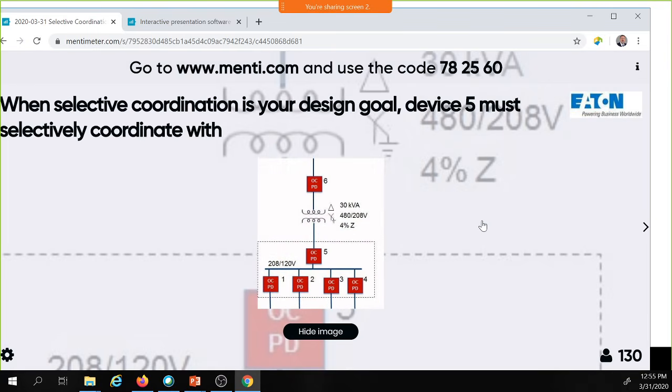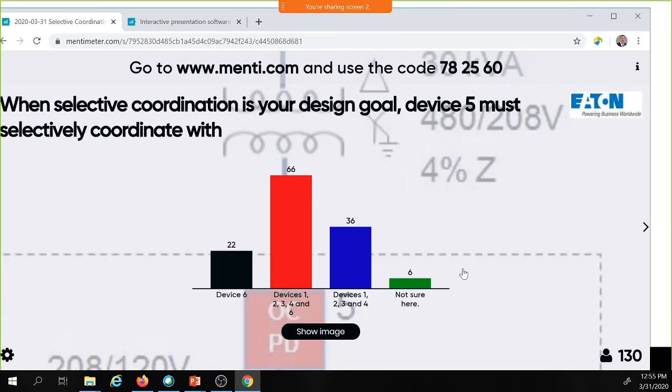After that last question, we lost 2. So we had 132, and then we went down to 130. I don't know. I think somebody just couldn't handle it. All right. So 22 people said device 6. So 5 has to coordinate with 6. 66 people said devices 1, 2, 3, 4, and 6. 36 people said devices 1, 2, 3, and 4. And 6 people were not sure.